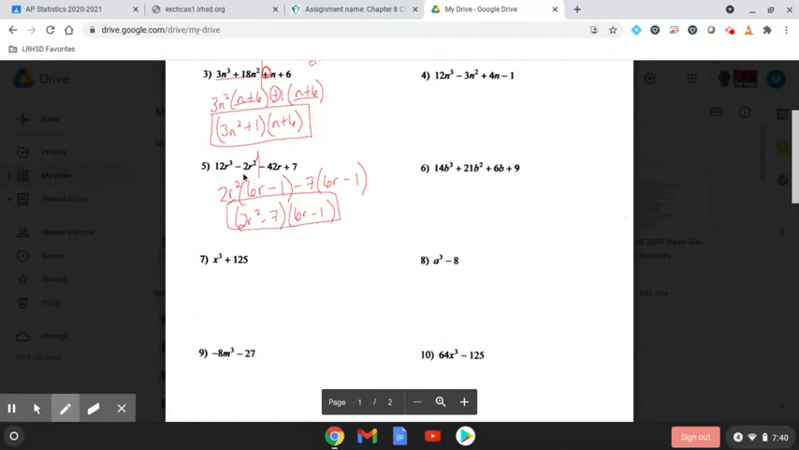All right. And look, if you have time or you're just unsure of how that works, remember what factors are. They're the terms that multiply to give you the original term. So if I were to FOIL this, I'd get 12r cubed, negative 2r squared, minus 42r plus 7. Exactly what we started with.